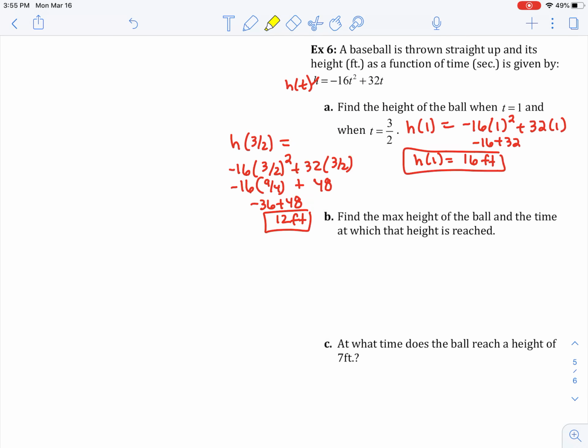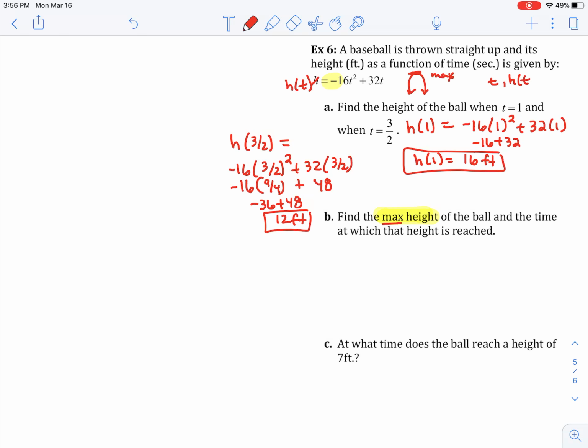If we're trying to find the maximum height of the ball, so again, maximum, minimum, largest, smallest, we want to be thinking of the vertex. And it should make sense that they're asking for a max because our a term is negative. And if our a term is negative, we know that our parabola is going down and our vertex is going to be the highest point. So it should make sense that we are looking for a max.